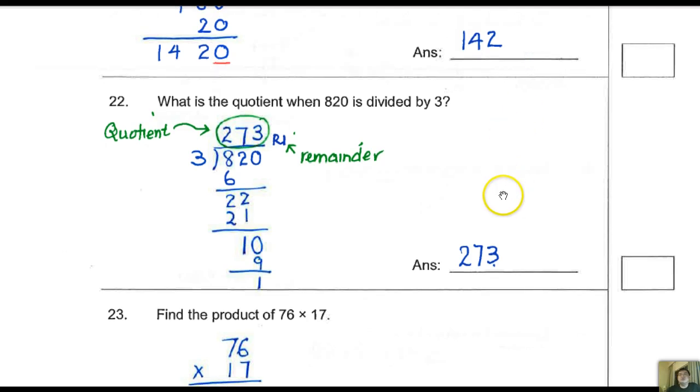Next, what is the quotient when 820 is divided by 3? All you have to do is take this, and whatever leftover remainder is not included in the quotient. Quotient simply means this whole number over here.